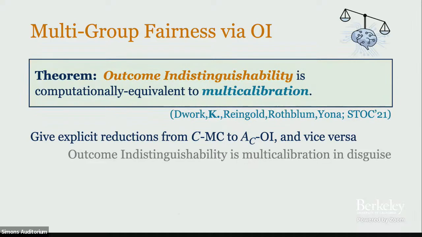The upshot is that outcome indistinguishability and multi-calibration are computationally equivalent. That's to say that this world where we're guessing which world we're in is multi-calibration in disguise. The way we show this is we give explicit reductions from achieving C multi-calibration to some notion of outcome indistinguishability, and vice versa. Once you see the translations, they are very straightforward, and I'll go through some of them next. Any questions on this before I go further?